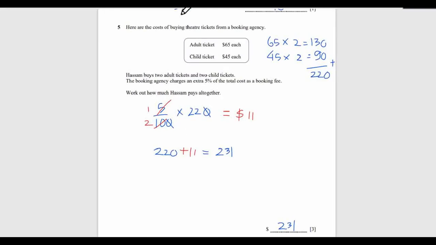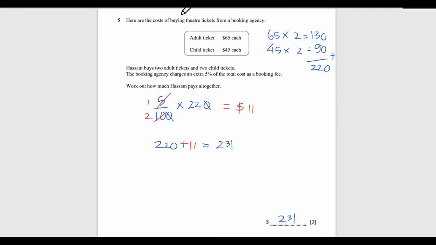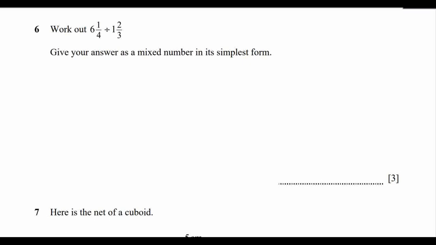Hope this question is clear. Next question, Question 6. Work out 6 1 over 4 divided by 1 2/3. Give your answer as a mixed number in the simplest form. 10 seconds.